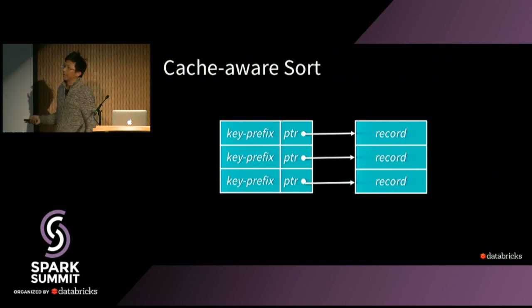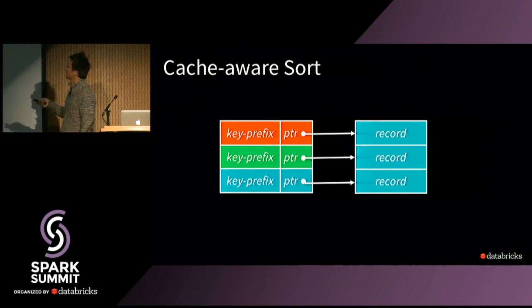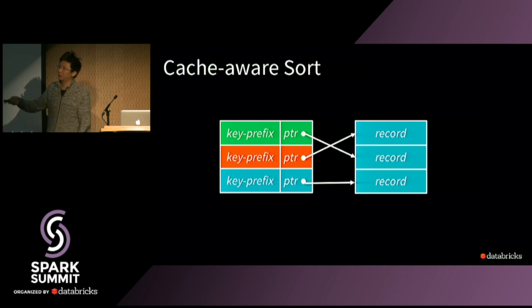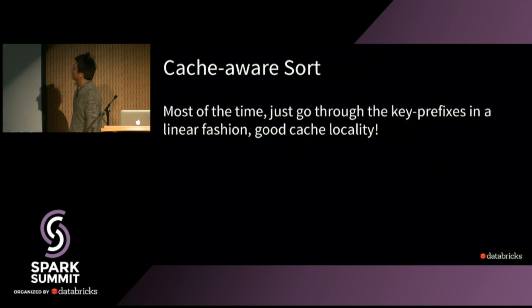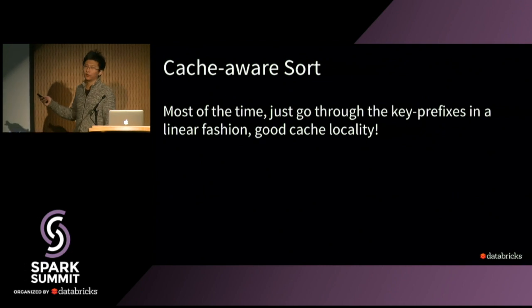Now let's see how you can sort these records. Again, you pick 2 records, the pointers, then you just read and compare the key prefix. If that decides it, you just switch the pointers, and you don't need to go through the actual data for the full comparison. This can dramatically reduce the jumping between 2 memory regions, which results in very good cache locality, because now your data access is more like a linear fashion.